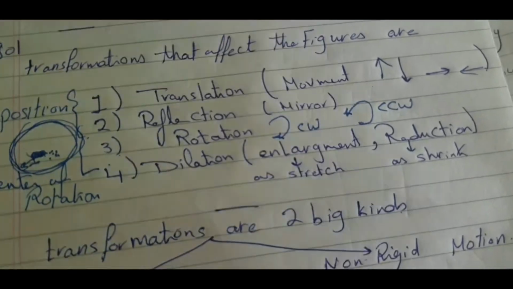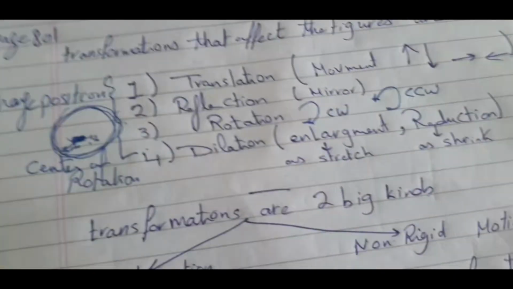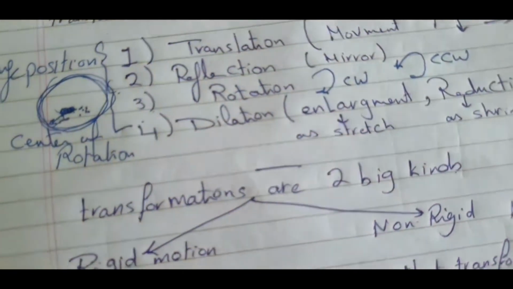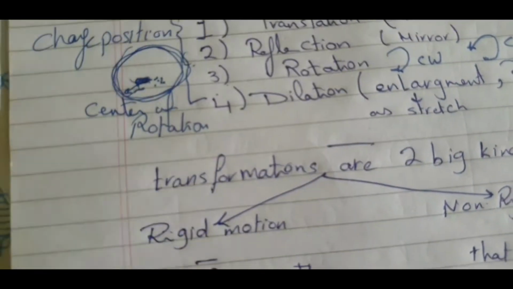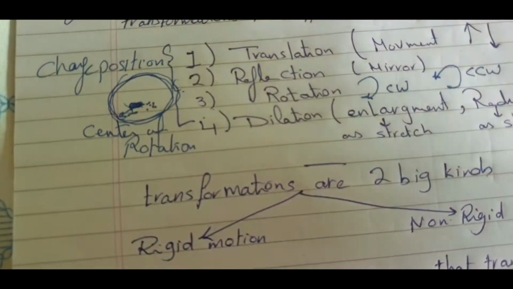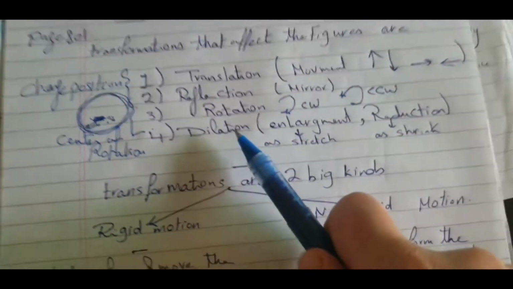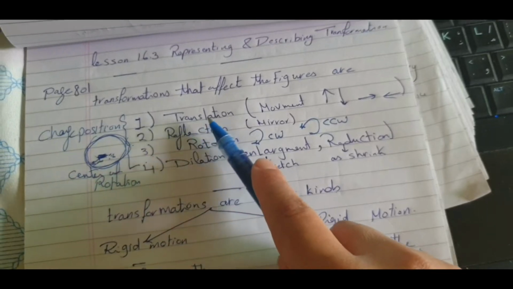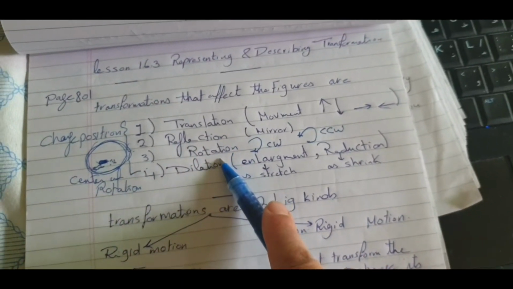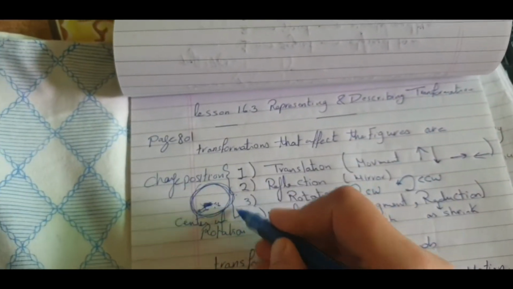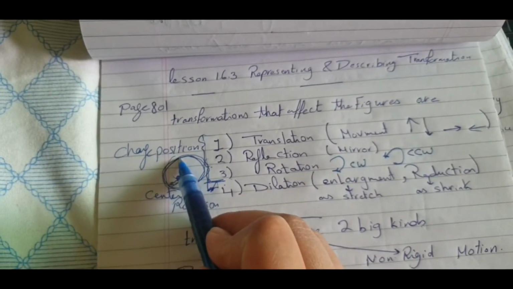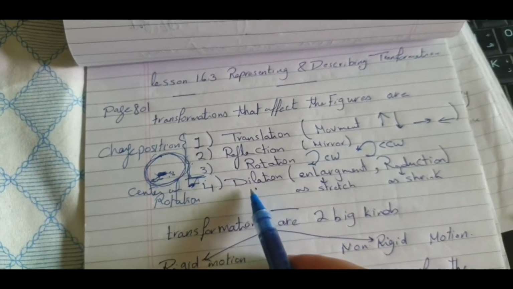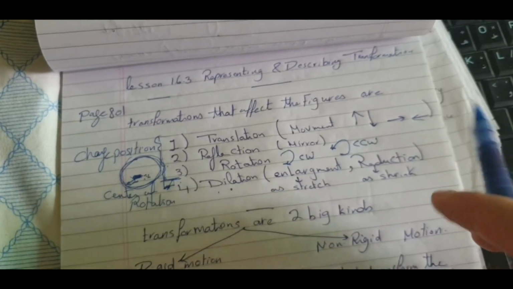And actually it changes something else, the orientation of the object, but not for now. Just for now, understand that it is not changing the size of the object. The fourth transformation we have: we talked about translation, reflection, and rotation, and we said that these three do not change anything, they only change position. Going to number 4, which is dilation.